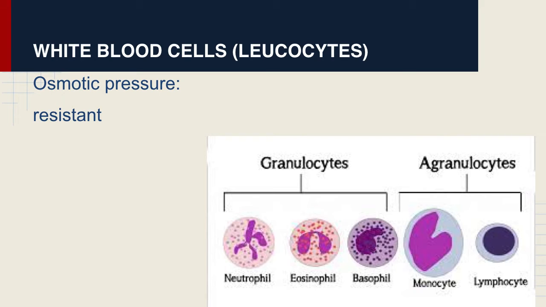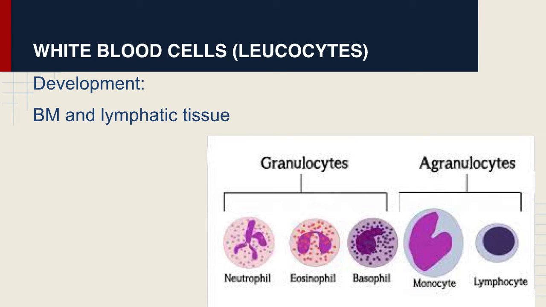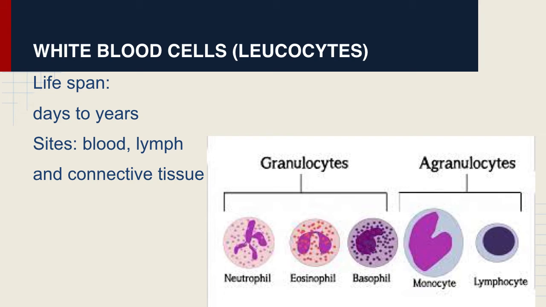They are true cells, so they can resist osmotic pressure changes. They develop in the bone marrow and the lymphatic tissue. Their lifespan varies from days to years according to the type of the cell, and they are present in the connective tissue, the bloodstream, the lymphatic organs and the lymph fluid. Abnormal number and adaptation of the RBCs to perform their function are not included in your exams.